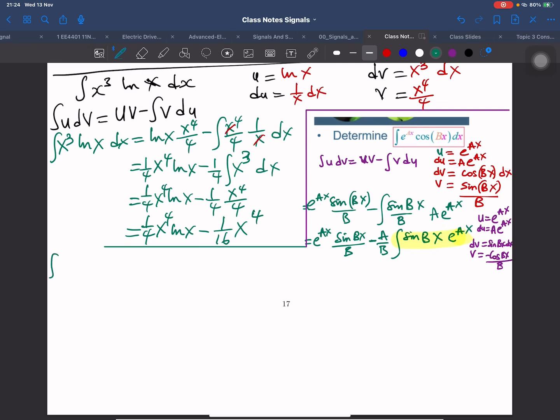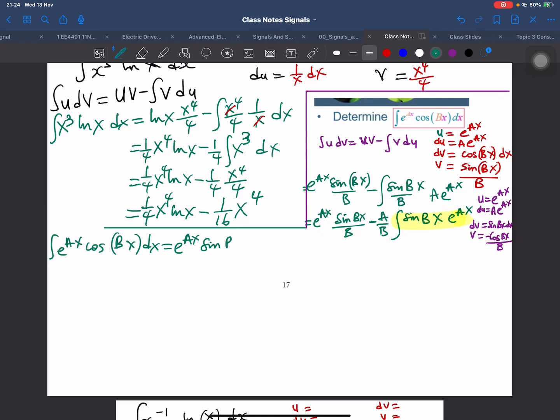So the integral of e raised to the power ax cos bx dx is equals to, now we bring down these values we already have, e^ax sine bx over b minus a over b integral of sine, no, before this one, now I need to distribute a to this sine bx e^ax, we need to find the solution by parts.